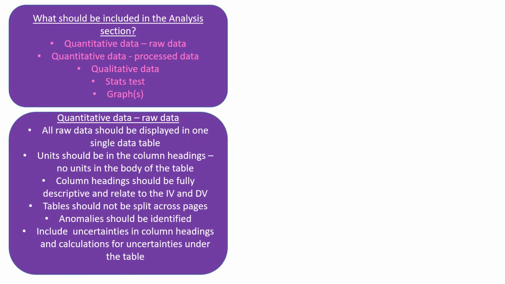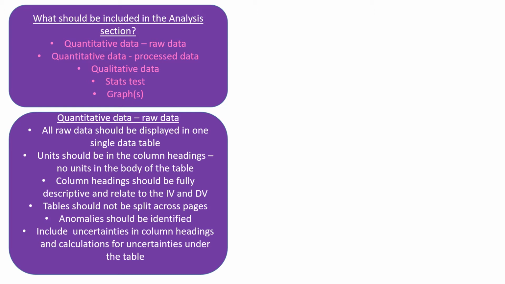So, your raw data should all be displayed in a single data table, so not lots of different tables, just one single data table. The units should be in your column headings, and there should be no units in the body of the table. We should know that from previous study anyways. And the column headings should be fully descriptive and relate to the independent variable and dependent variable. So for example, a column heading wouldn't be time, it would be time taken for the solution to turn colourless in seconds.